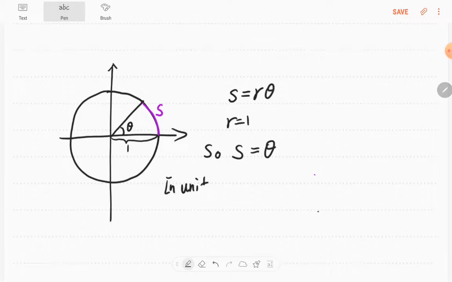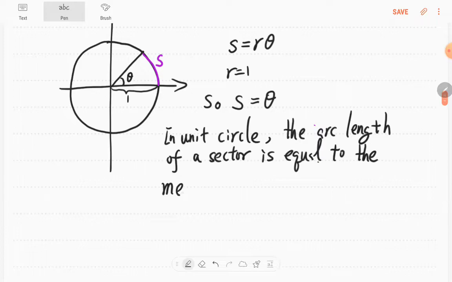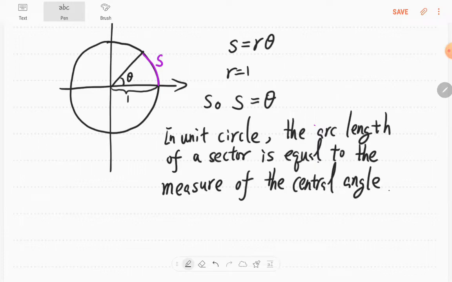So in other words, it tells you that in the unit circle, the arc length of a sector is equal to the measure of the central angle, where the measure means the radian measure. Okay, so this is the one thing.